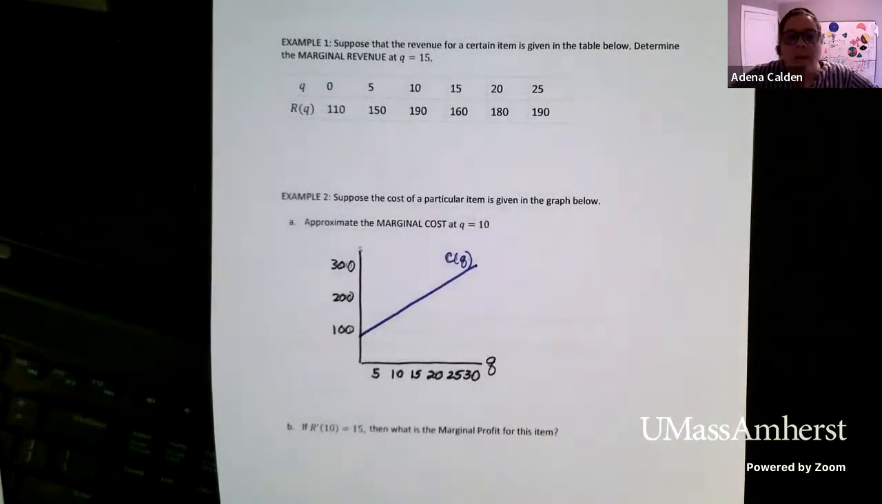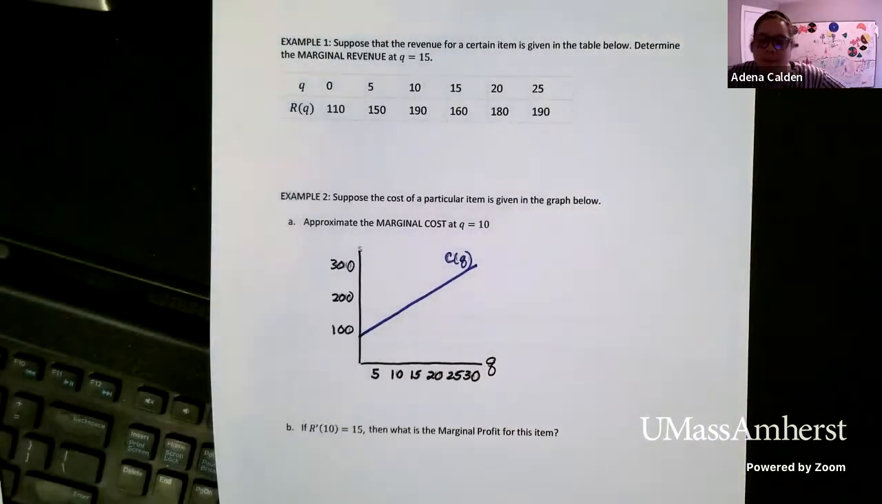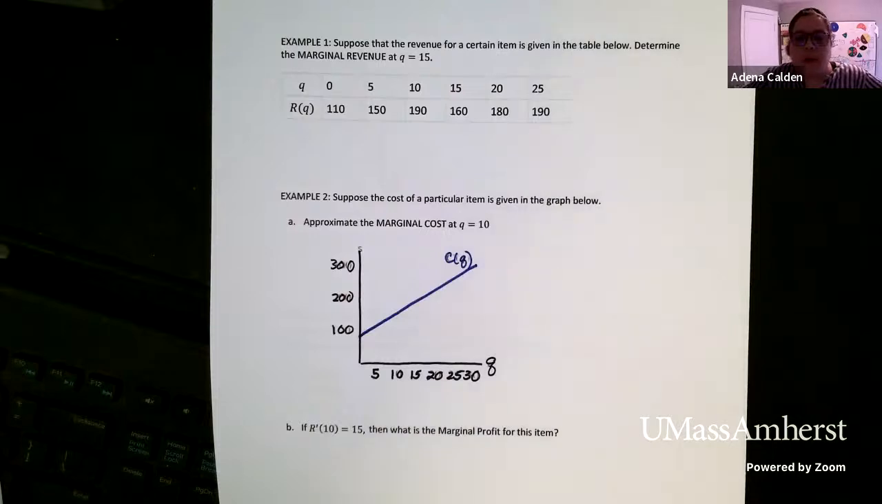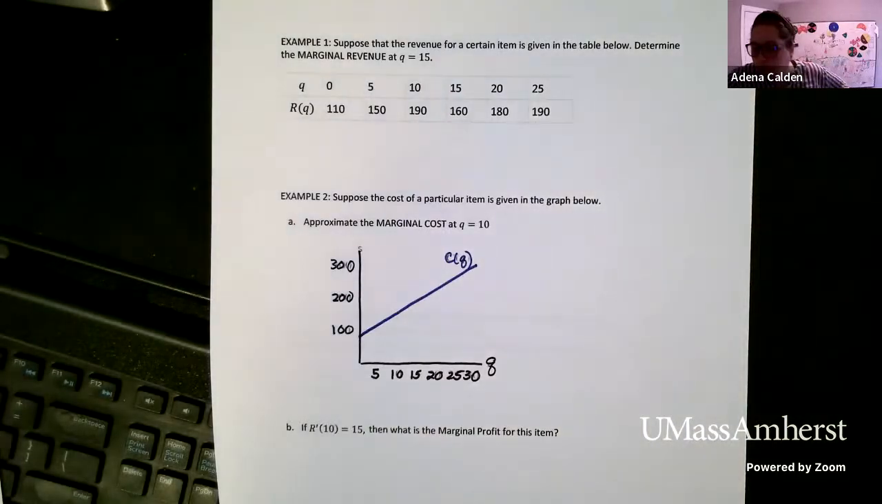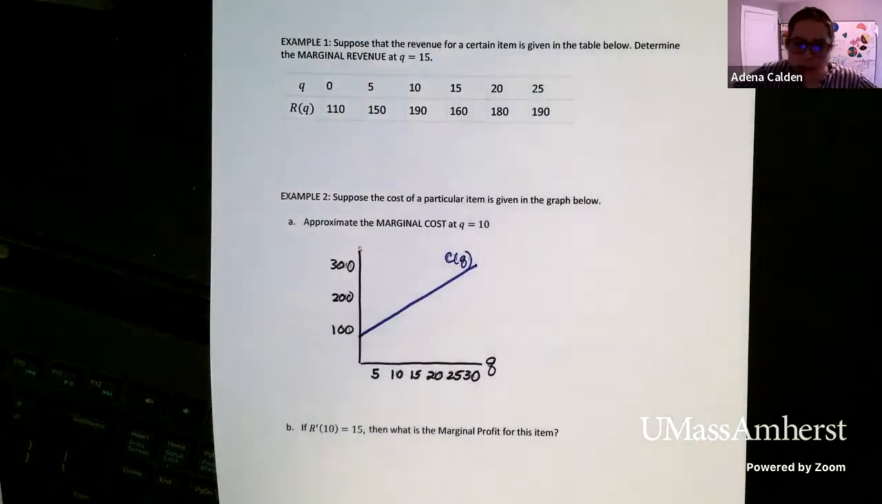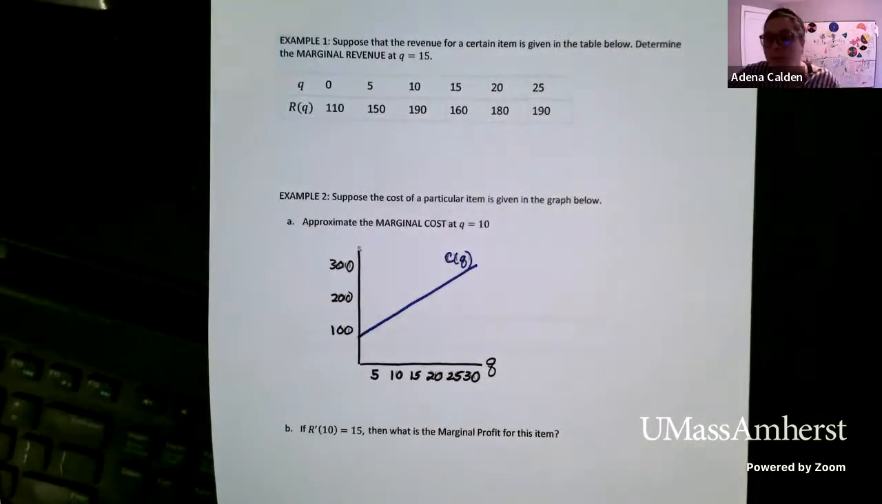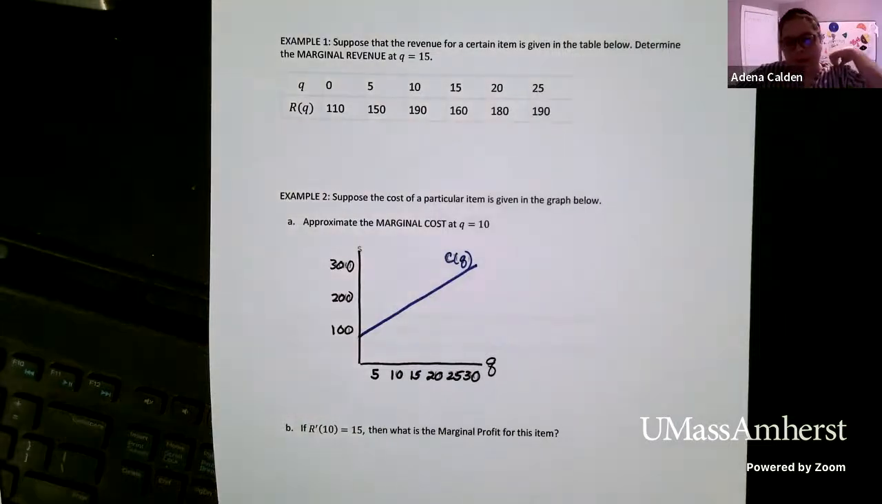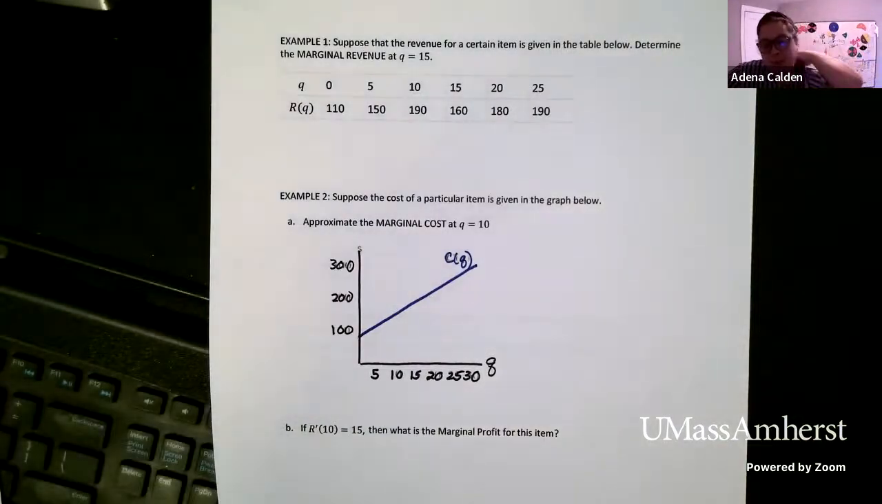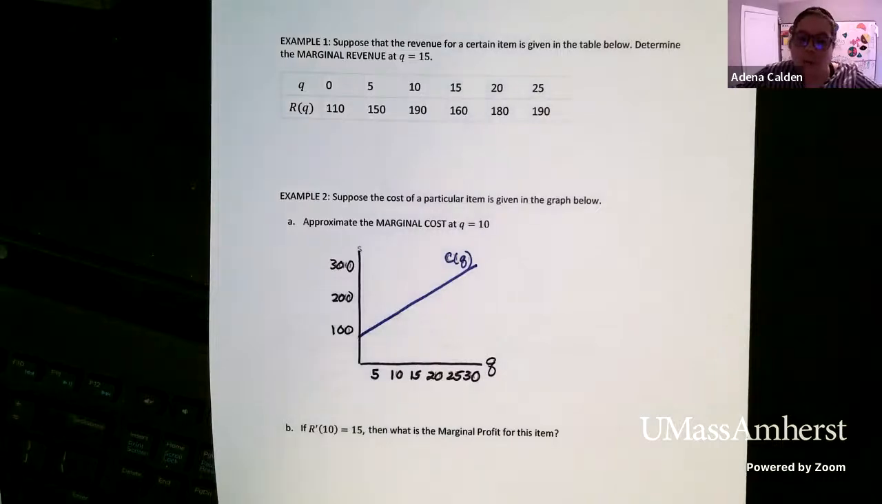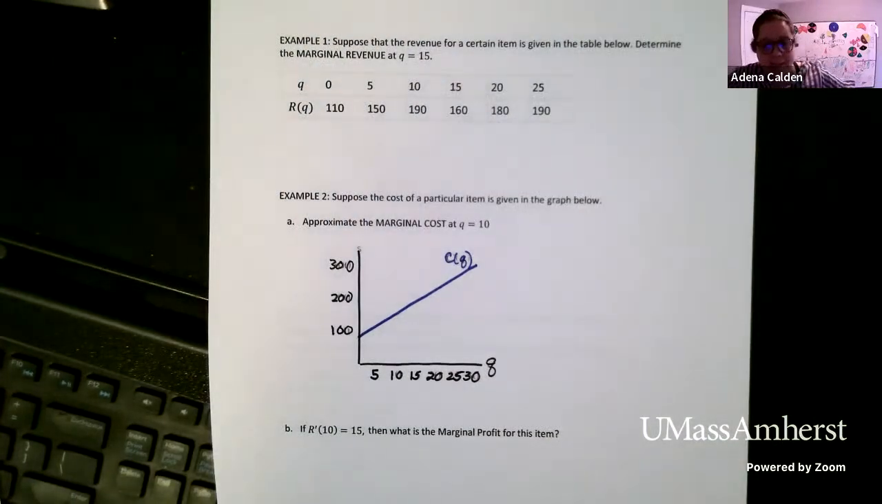So example 1, suppose that the revenue for a certain item is given in the table below. Determine the marginal revenue at Q equals 15. So here we're trying to approximate R prime of 15 from a table. We've practiced looking at rates of change on a table, but I want to remind you that when we do this with revenue, we're always looking to a right-hand estimate.